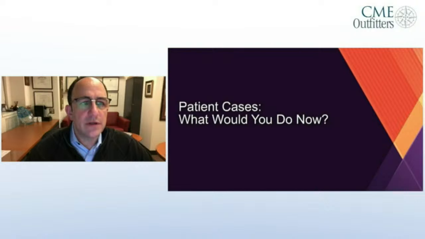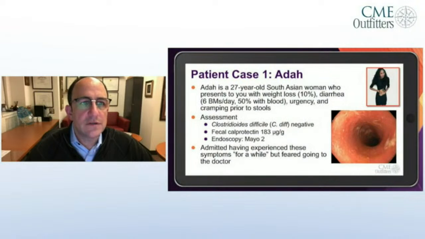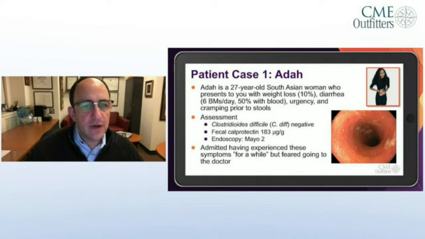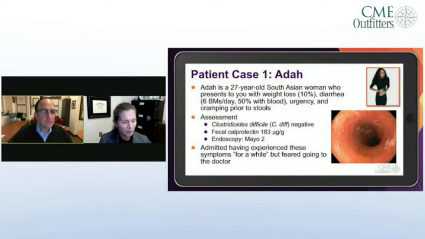So getting back to Millie's first case, Ada, that 27-year-old woman. Millie, take us through it and let's see what we got. Yes, of course. So remember Ada, and she had really been postponing having symptoms for some time. She's got reasonable clinical symptoms with the bleeding and the frequency and the urgency. And on a Mayo endoscopy score, she has a 2, and her fecal calprotectin is 183.